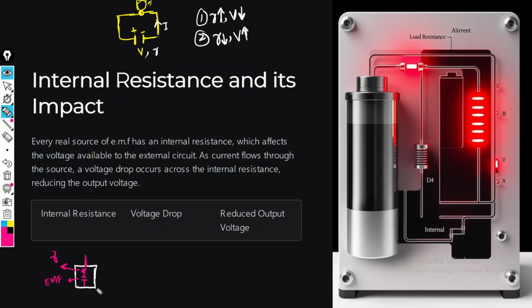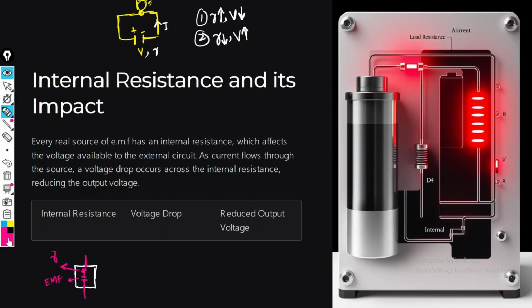So this is the battery, and inside the battery we have the electromotive force. That electromotive force comes in the battery due to a redox reaction. When the redox reaction occurs, some resistance also occurs during that phenomenon. That resistance is called internal resistance. So this is a battery which has the electromotive force, and inside it we have the internal resistance.